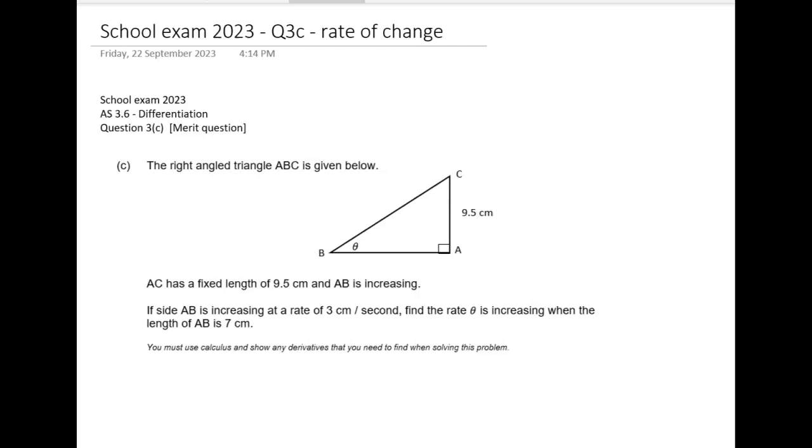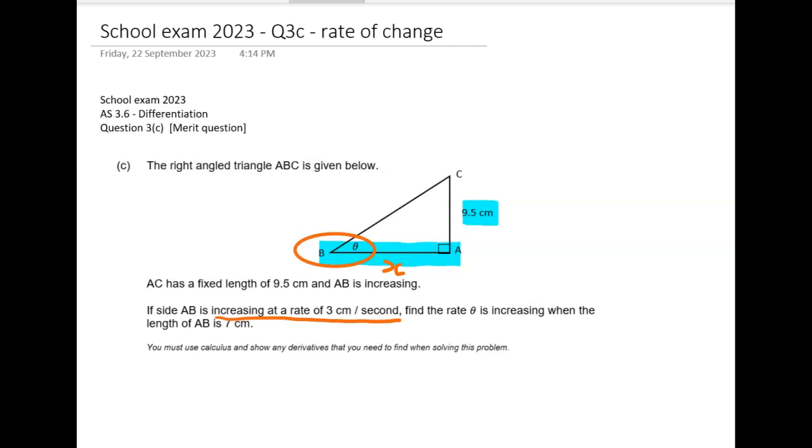Okay, so we've got a right angle triangle A, B and C, and AC has got a fixed length of 9.5 centimetres, and AB, which is this side here, is increasing. So straight away, I know that's going to be in the question, so I'm just going to give that a label, and I called that X. So if side AB is increasing at a rate of 3 centimetres per second, find the rate theta is increasing when the length of AB is 7 centimetres.